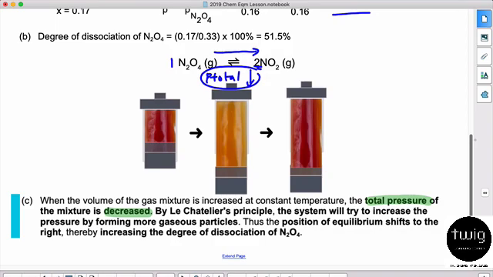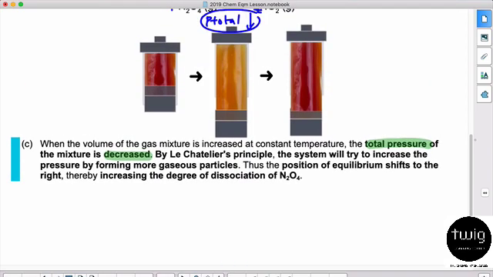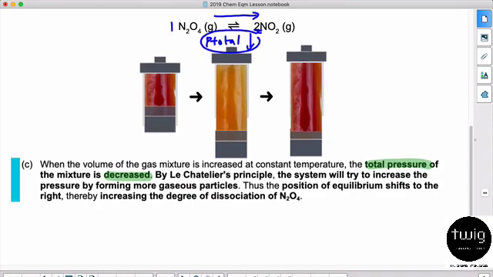Anybody need to copy the top part later? I'll let you see for a while. By LCP, the system will try to increase the pressure by forming more gas particles, gas molecules or gas particles. The word gas must be there. This is the marking point, more gas particles. So shift to the right.